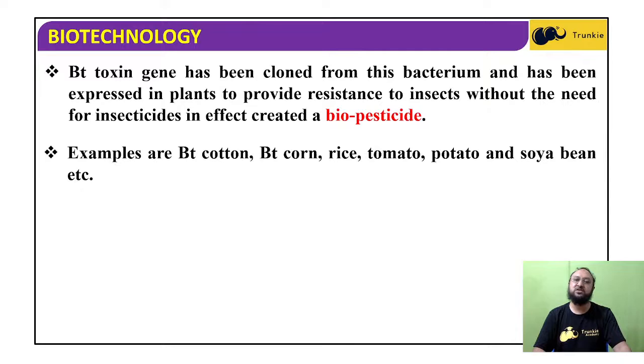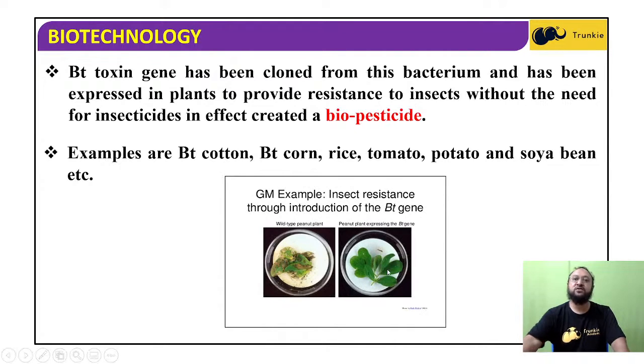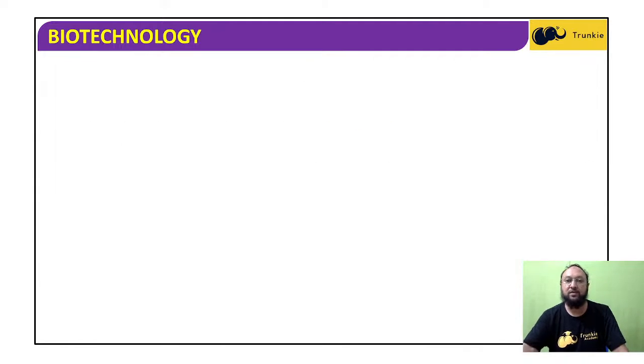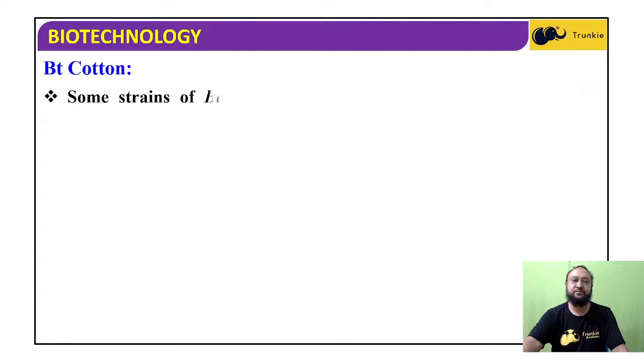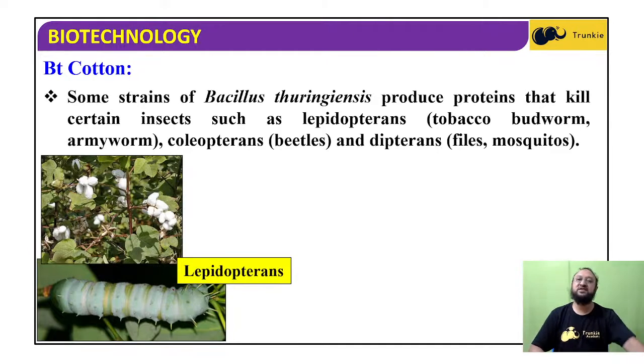The examples are Bt cotton, Bt corn, rice, tomato, potato, and soybean, etc. These are examples in which the Bt toxin gene is used to prevent pest infestation. So, GM example: insect resistance through introduction of the Bt gene. That I told you. Now, Bt cotton. Some strains of Bacillus thuringiensis produce proteins that kill certain insects, such as the Lepidopterans.